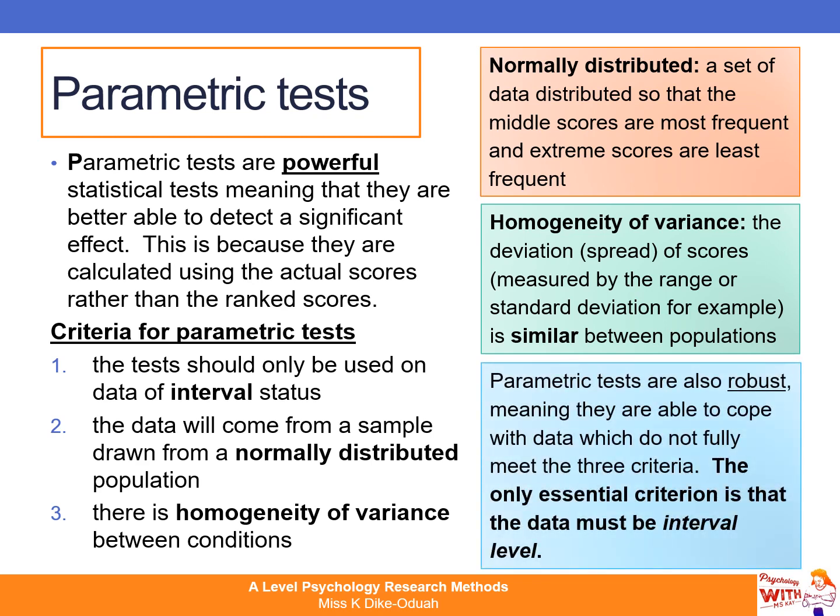Having said all of that, the main criterion that needs to be met in order for us to choose a parametric test is that the data must be interval. So you might be able to use a parametric test without homogeneous data. You might also be able to use it without normally distributed data, but you certainly cannot use a parametric test without data that is interval. If the data is ordinal or if it's nominal, you cannot use a parametric test.